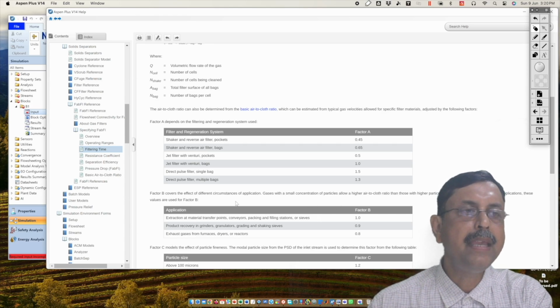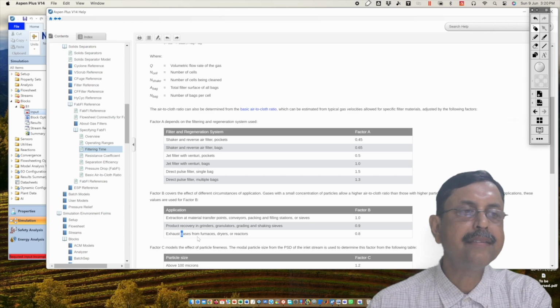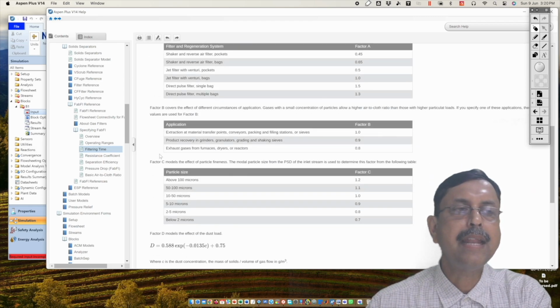Then factor B, there are various applications of them. Extraction at material transfer points or conveyors or packing or sieves, for that, factor B is 1. For exhaust gases from furnaces, dryers and reactors, then it is 0.8 and so on. So this is factor B. Like that, there are several factors A, B, C, D.